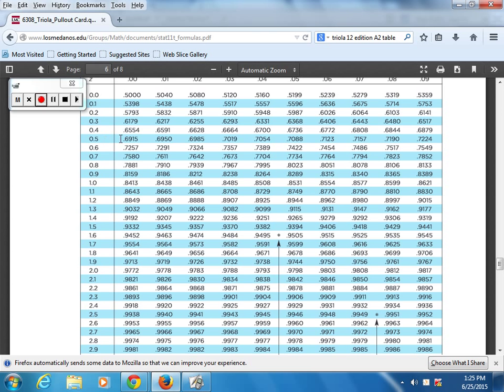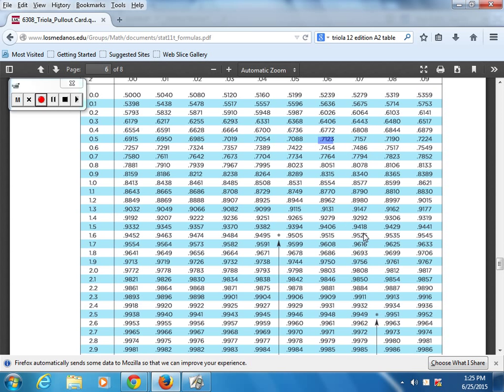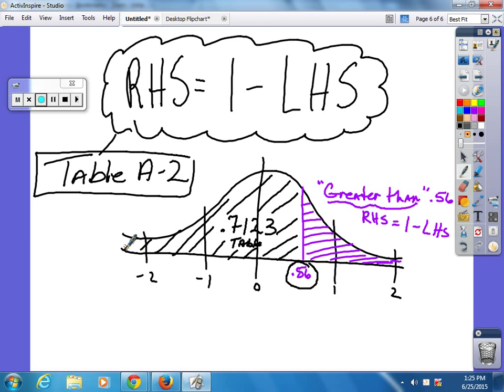And then how many pennies? 0, 1, 2, 3, 4, 5, 6. So the area to the left of 0.56 is 0.7123. So 0.7123 is right here. That's what the table gave us. And the table gives us everything to the left.